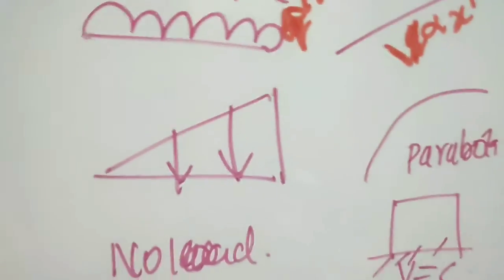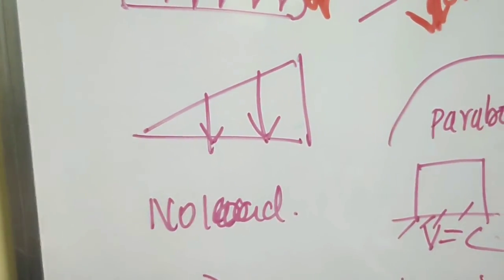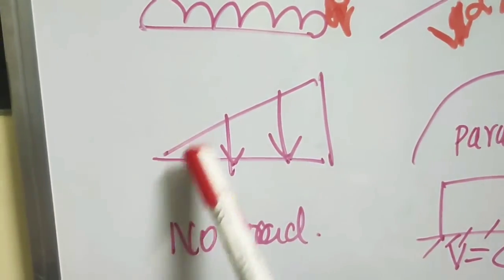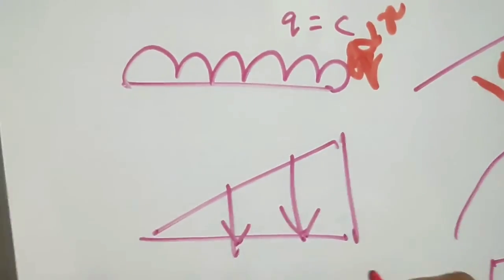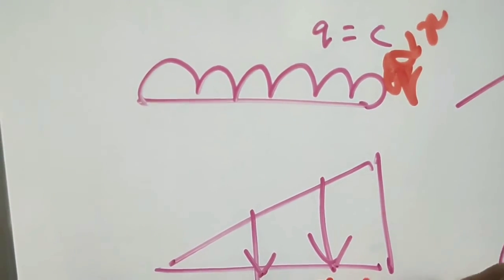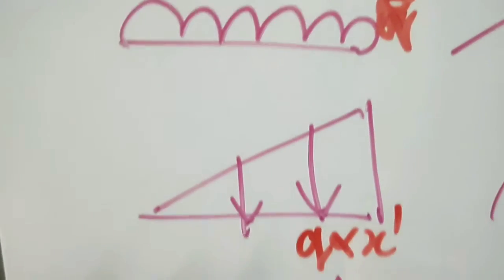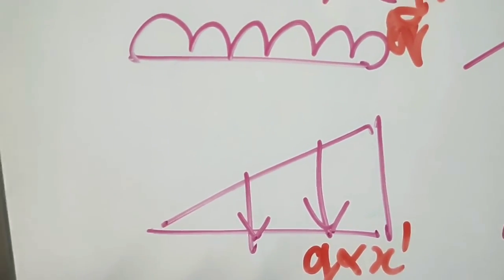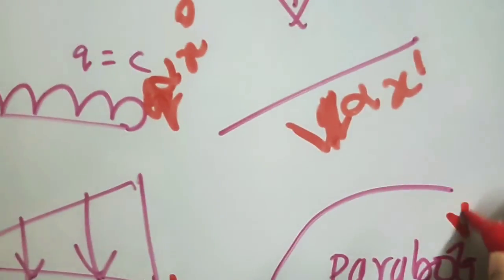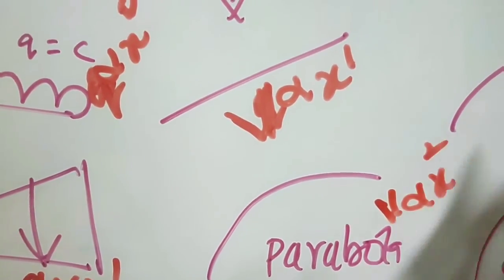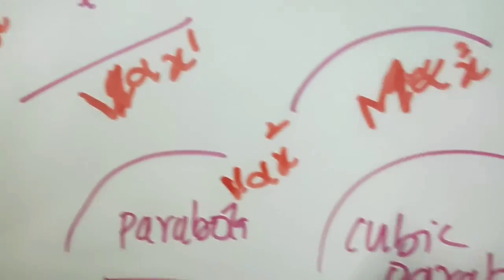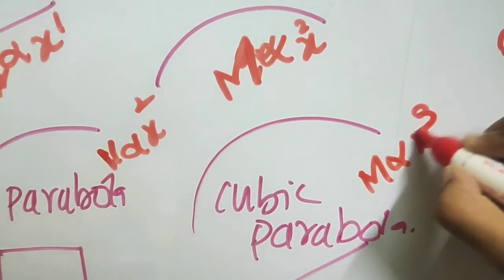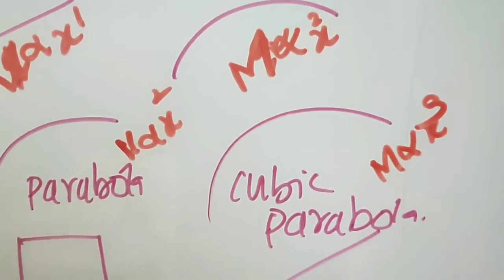And we can see about the UVL, that is the uniformly varying load. When the load is uniformly varying, q is directly proportional to x raised to 1. And next, V is directly proportional to x raised to 2, and so we will be getting a parabola. And for the cubic parabola, moment is directly proportional to x raised to 3. x raised to 3 is a cubic parabola.